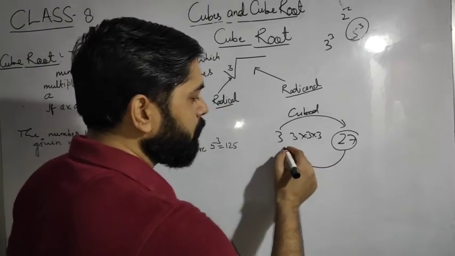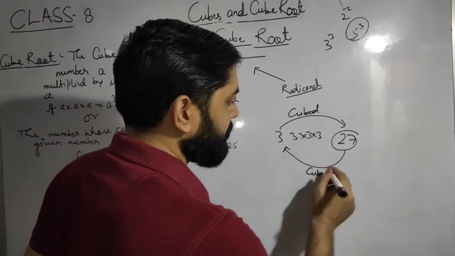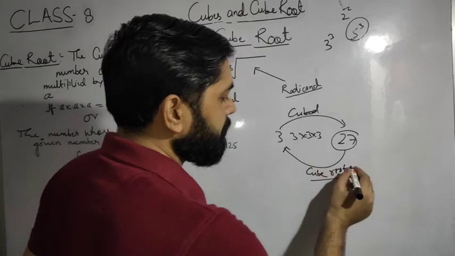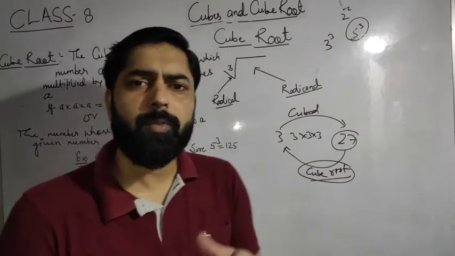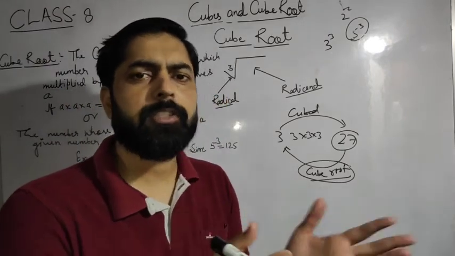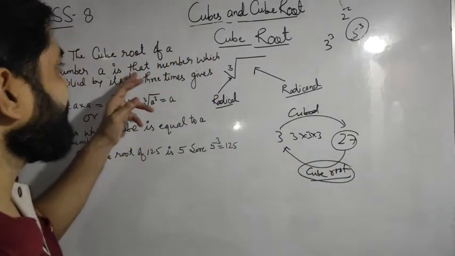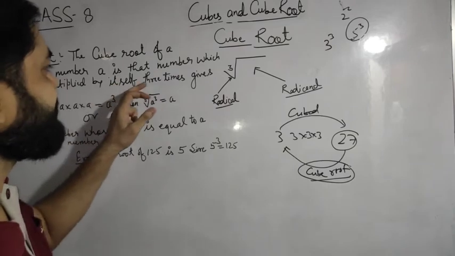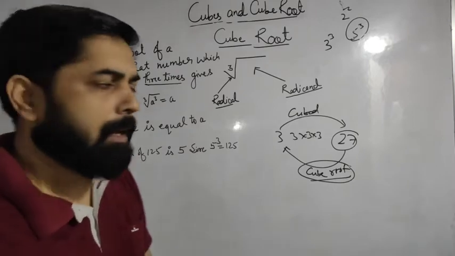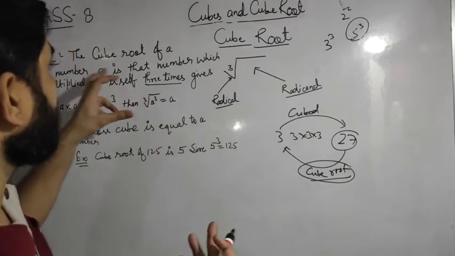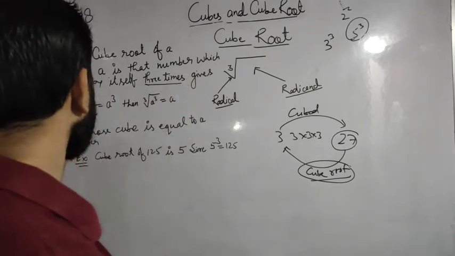Now, the cube root of 27 is 3. So this is very important. What is a cube root? Cube root means the number whose cube is equal to the given number. Or you can also say the cube root of a number a is that number which, multiplied by itself 3 times, gives a.